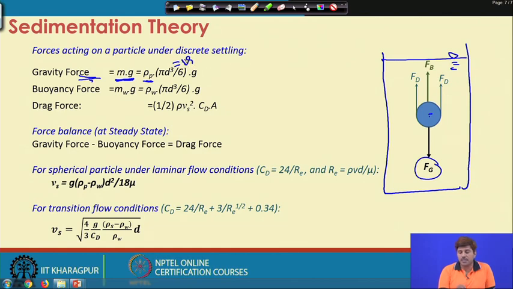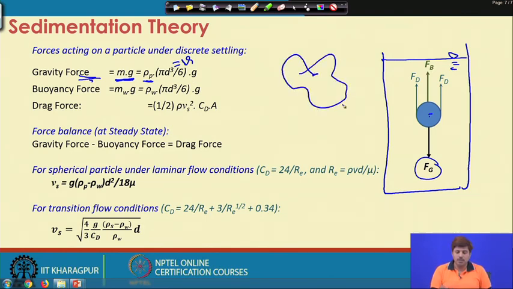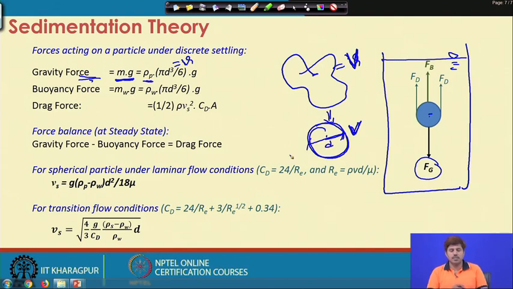If it is a spherical particle, its volume becomes pi d cube by 6. Normally for settling purpose we consider a spherical particle, or if the particles are not spherical, we determine the equivalent spherical diameter. Let us say you have a particle of this shape and the total volume is V. So, we take an equivalent spherical particle of volume V and take the diameter of this particle. That is how we represent the settling of the particle.